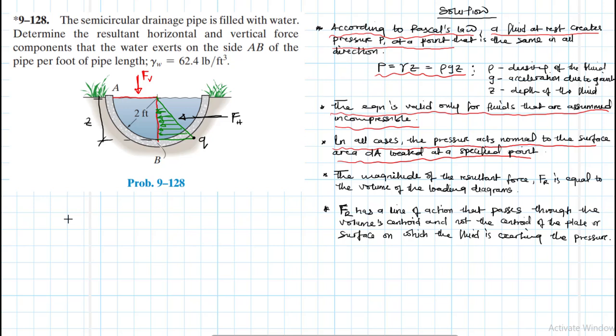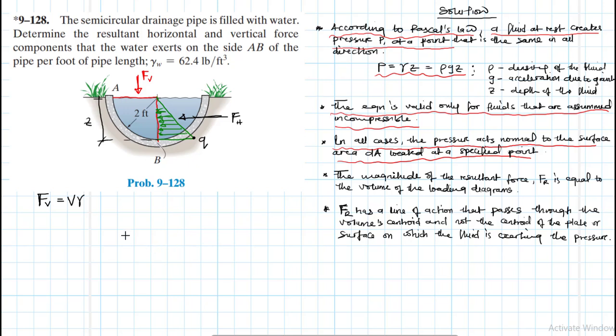So for FV, we just want to find the weight of that water in a quarter shape of a circle. So finding the volume for that, FV is basically going to be equal to the volume of the water times the unit weight. Is that fine?